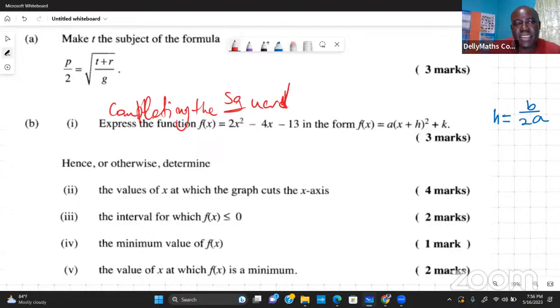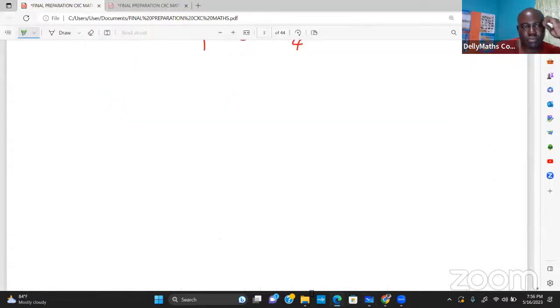Completing the square. Let me take this off, back. All right, and it's also called standard form too. Sometimes they'll do that. All right, so let us take a look at completing the square. So we're looking at 2x squared minus 4x minus 13. Let's go.